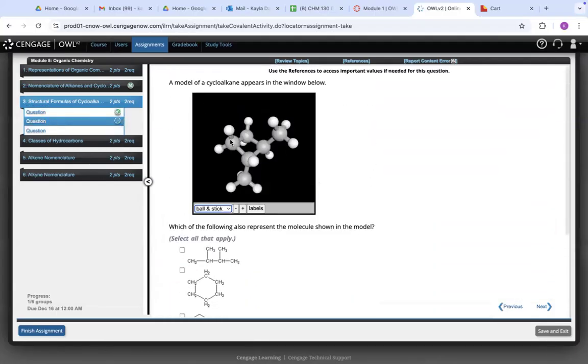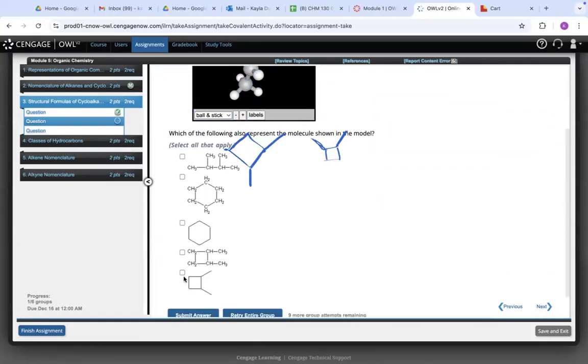See what else? All right, similar. So what I see again is basically square or 4 carbon ring with a branch coming off one of the points and then another branch coming off the point right next to it. So these two is what I see.